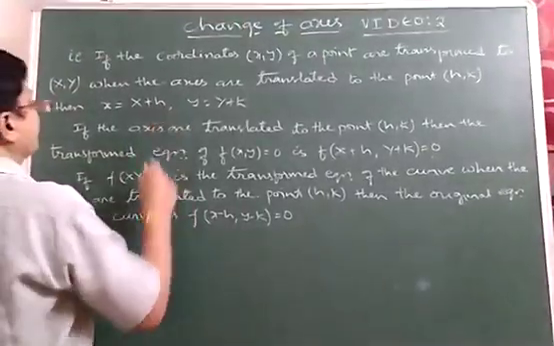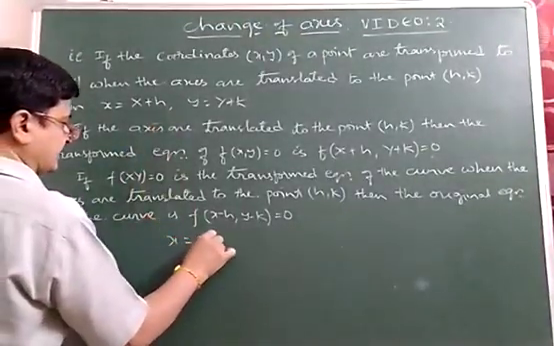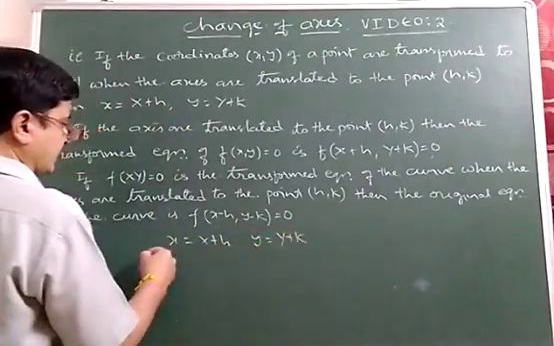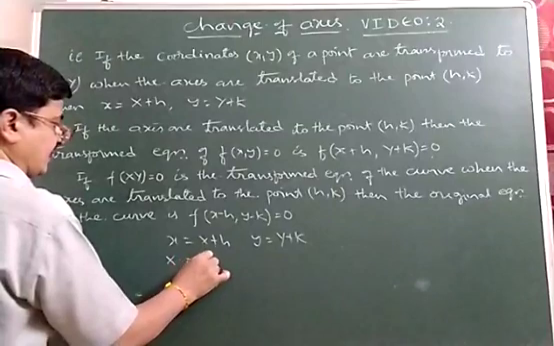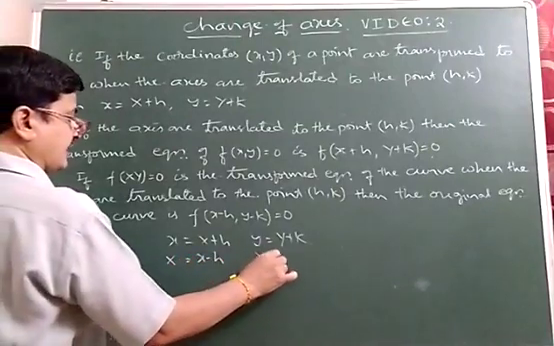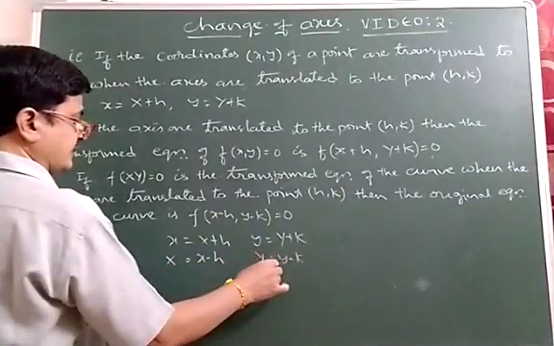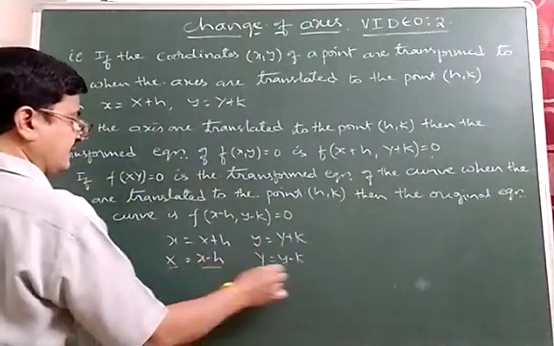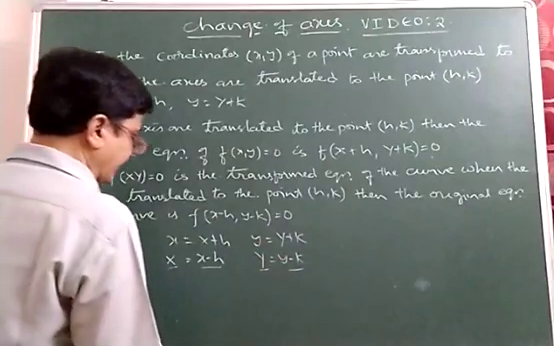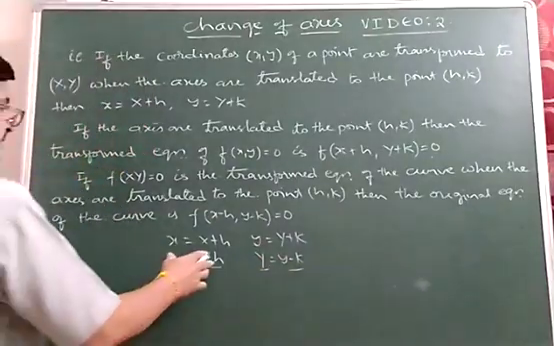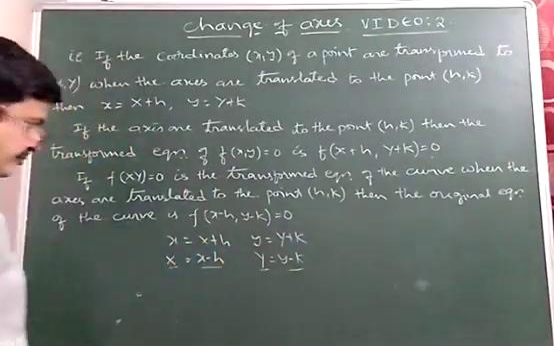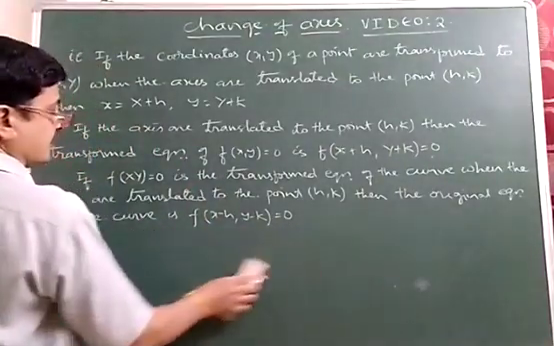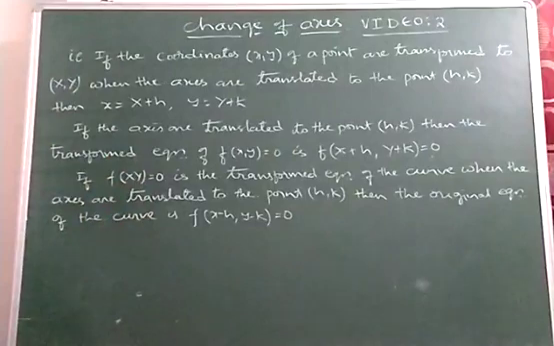That is, small x is equal to capital X plus h and small y is equal to capital Y plus k. Now this can be written as capital X is equal to small x minus h and capital Y is equal to small y minus k. These are the original and transformed coordinates when the origin is shifted. Now we go to some examples about this concept.